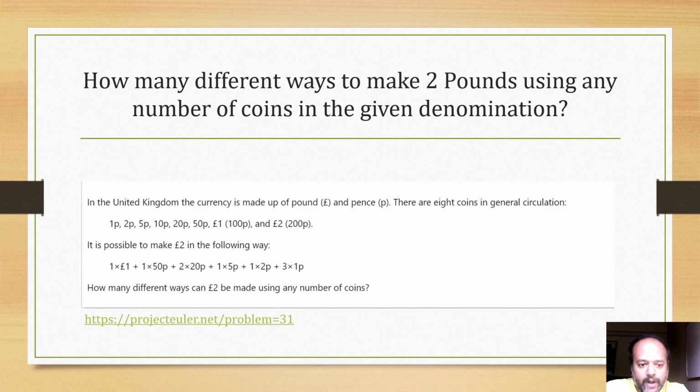They have given one example, one possibility to make 2 pounds or 2 rupees, by taking 100 pice, which is a rupee, and 50 pice, making 150, a couple of 20 pice, and then 1, 5, 2 and 3, which makes 200 pice or 200 pence or 2 pounds. The question is, how many different ways can 2 pounds or 2 rupees be made using any number of coins? So this is a very interesting problem. Let us go through this problem in this video.